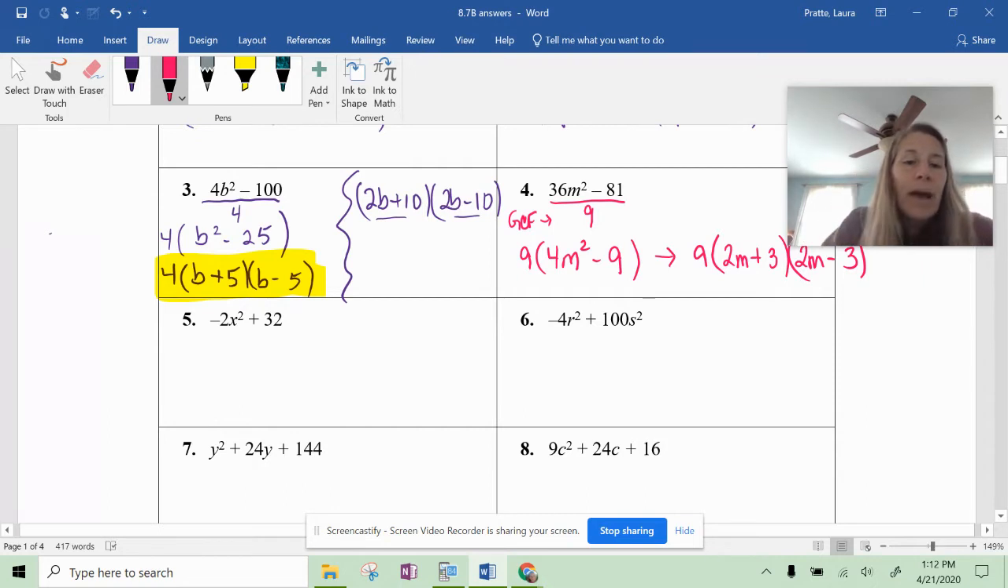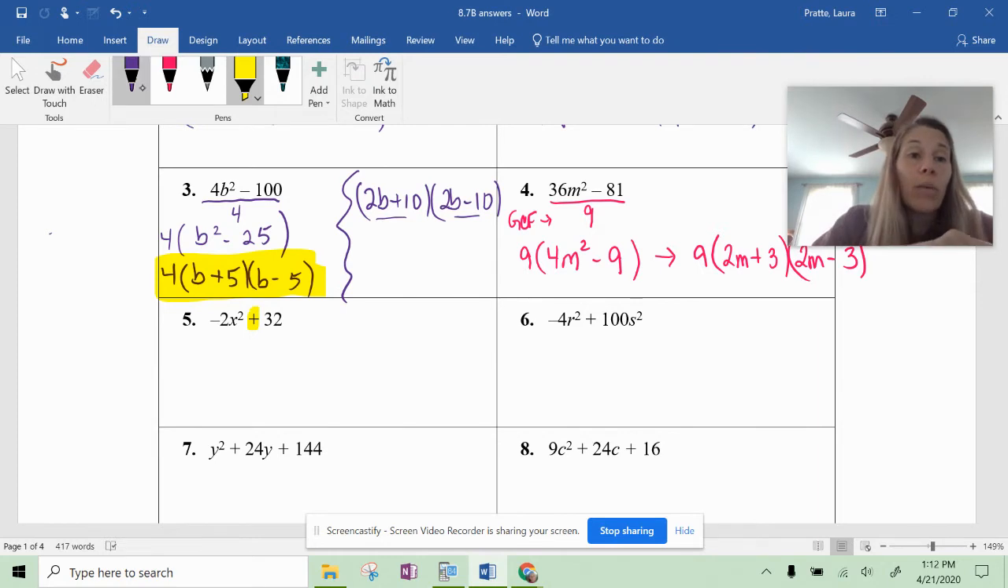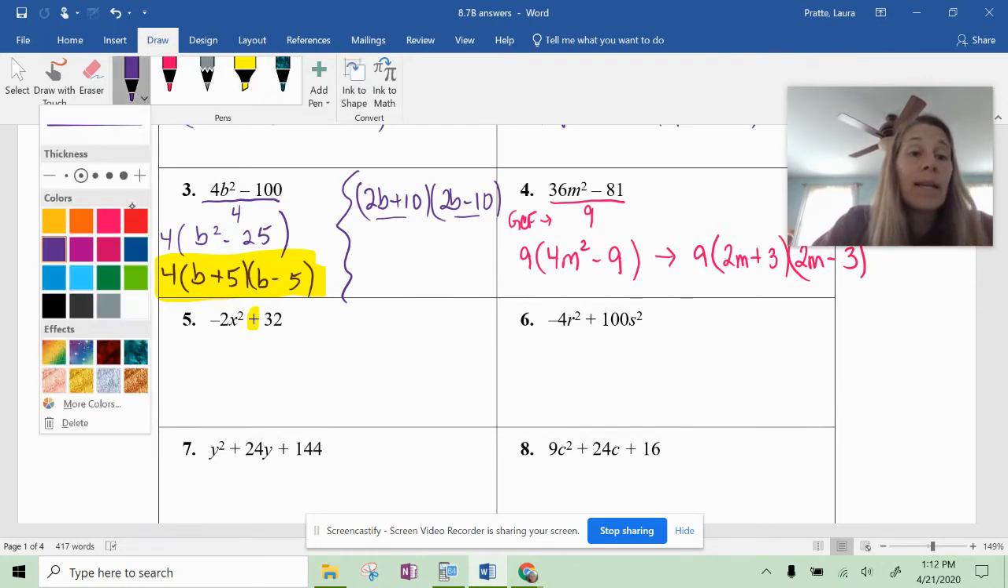Okay, so in number 5, you have to take out a GCF because 2 and 32 are not perfect squares, so that wouldn't be an option. Anyway, you'll notice this is a plus sign, so even if 2 and 32 were perfect squares, you still wouldn't be able to do that problem. So far, all we can do here is take out the GCF.